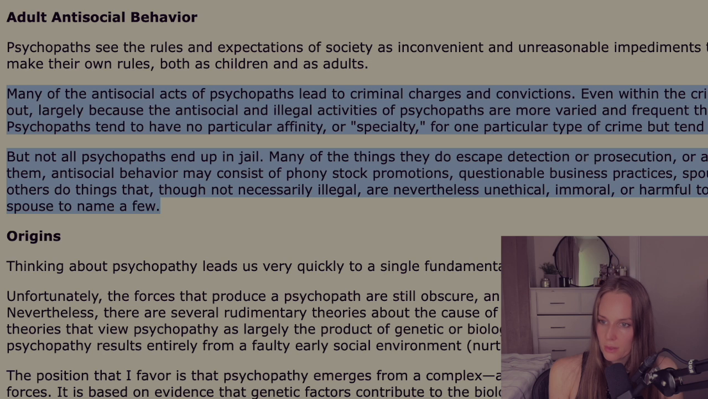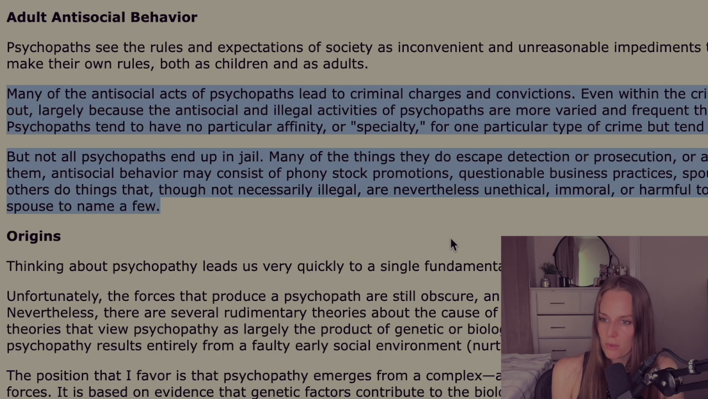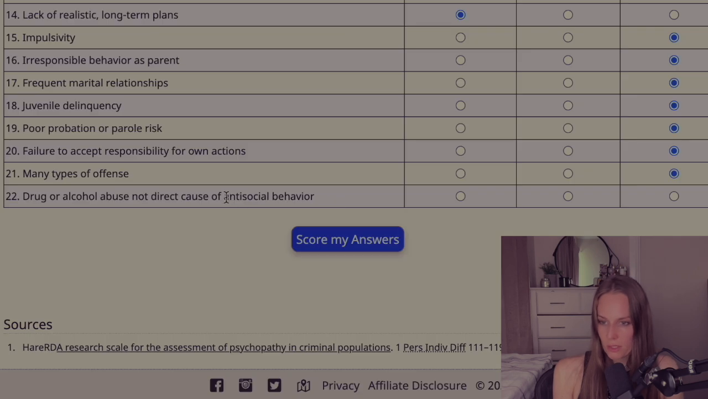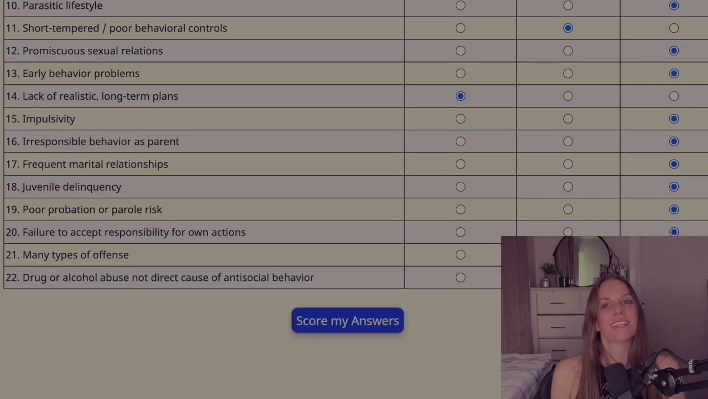Many others do things that, though not necessarily illegal, are nevertheless unethical, immoral, or harmful to others, philandering or cheating on a spouse, to name a few. Well, I don't have antisocial behavior, but just for shits and giggles, maybe we'll just put possibly present for that one. So that's the end of my answers.